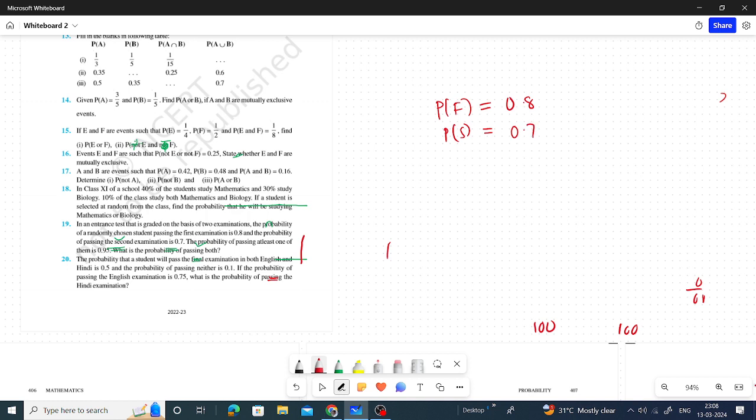The probability of passing at least one of them means the probability of first or second, which is 0.595. That is what is given. What is the probability of passing both? So we have to find out the probability of passing this one.